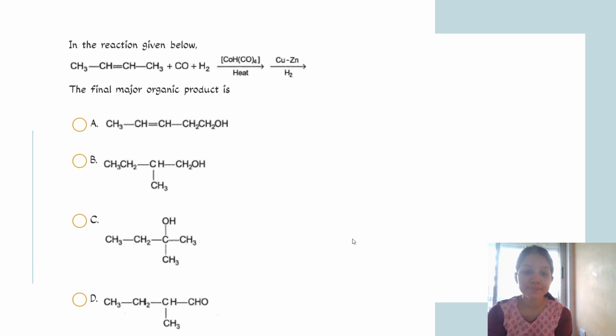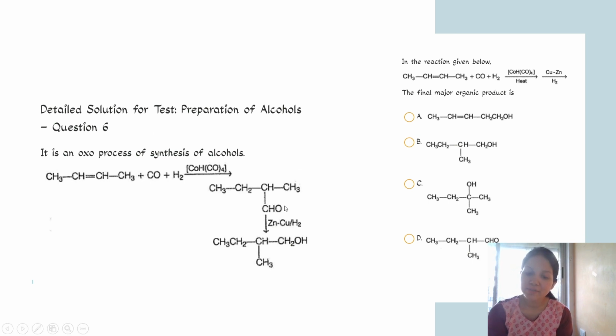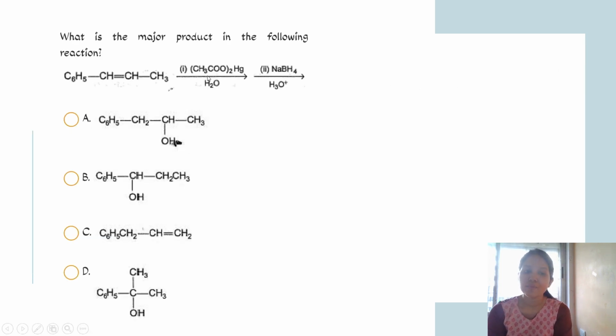Then we moved to this question where we first synthesized an aldehyde by using this cobalt metal complex, and in the subsequent step we reduced the product obtained in the first step to get this alcohol as the major product. And in the next question we found that this alkene was subjected to oxymercuration-demercuration condition, and in the process the more stable carbocation was formed, which was then neutralized by a water molecule, and the demercuration step took place with sodium borohydride.